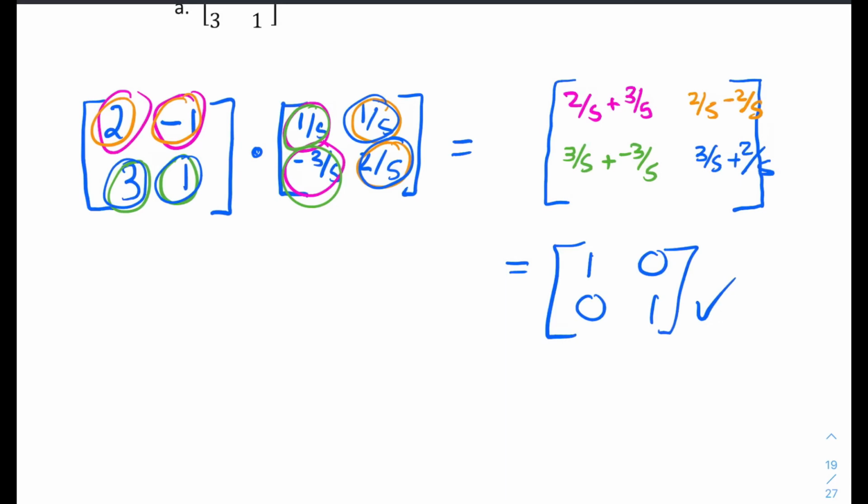There may be times where you just want to see if two matrices are inverses, so you don't need to find the inverse to do that. Just multiply them together and see if you get the identity matrix. If you do, they're inverses. If not, then they're not.